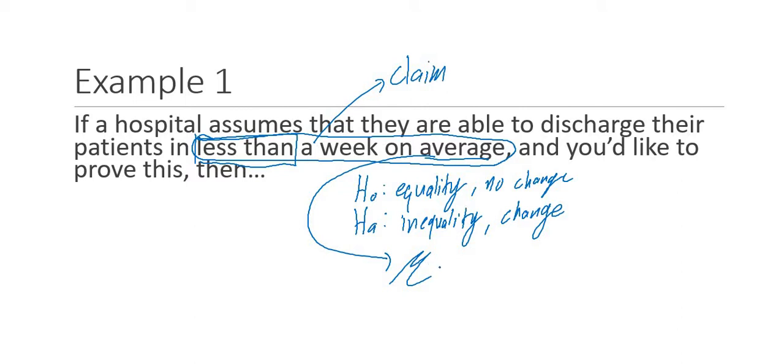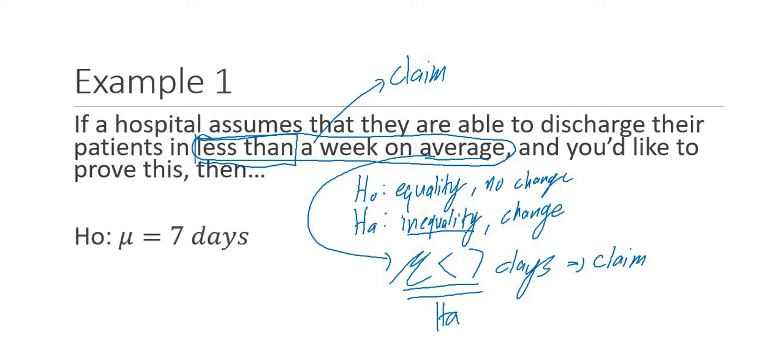So the average of the hospital claims to be less than a week or less than 7 days. So this is now our claim in symbols. So since the claim is said to be in less than 7 days, that means this can be considered as actually our alternative hypothesis because this is something about inequality. Therefore, if we want to raise about equality, then the null hypothesis for this example would be the mean is equal to 7 days because no matter what happens, the null hypothesis is about equality.